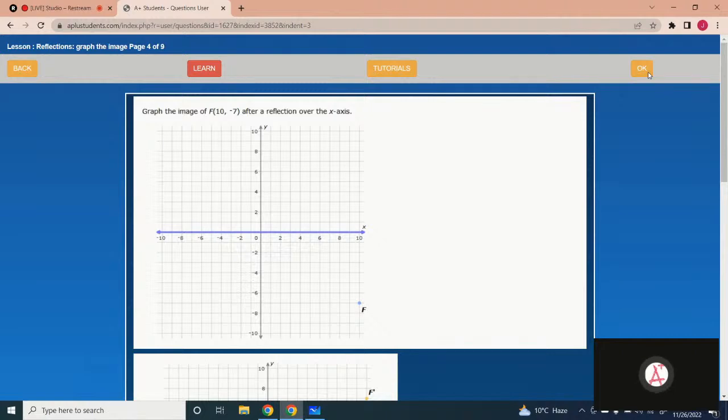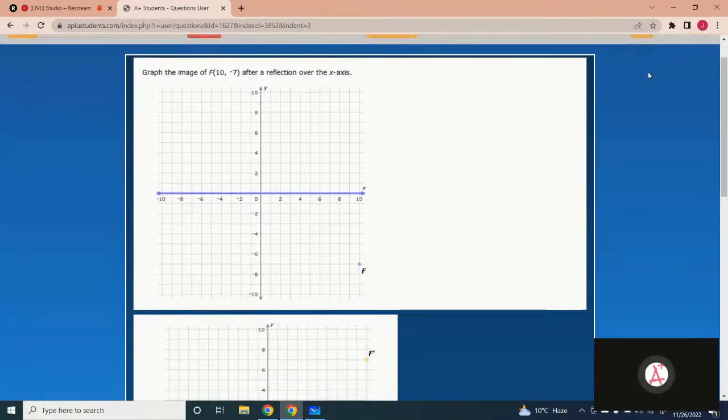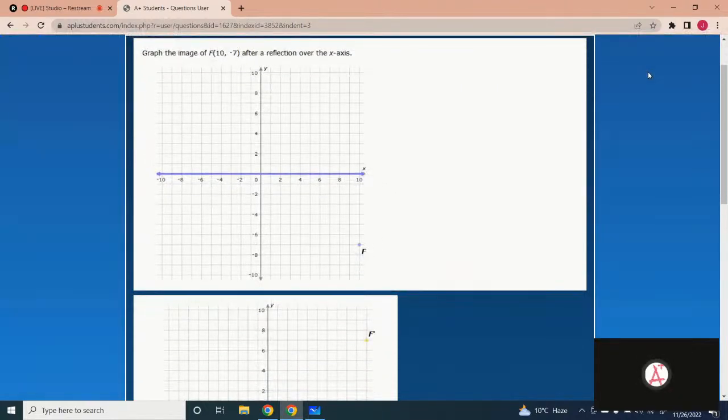Okay, graph the image of F (10, negative 7) after a reflection over the x-axis. So what are the new coordinates? It would be over the x-axis.